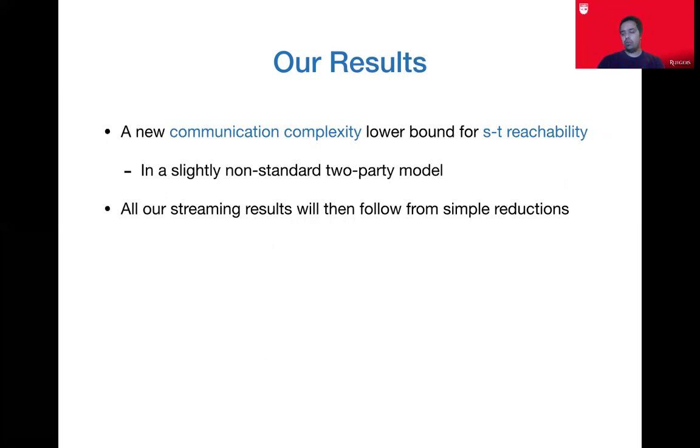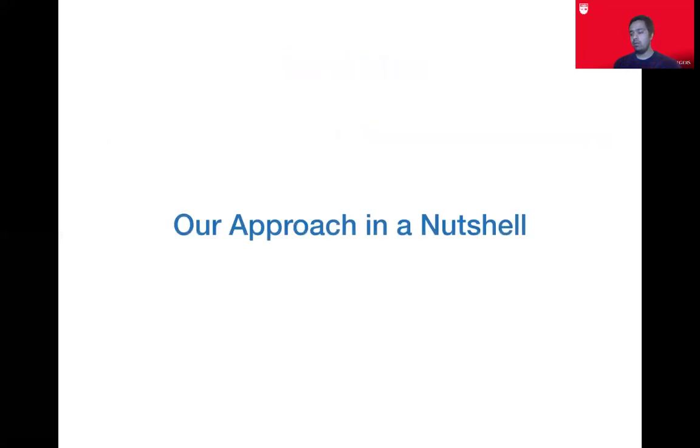And just to say one word, the way we prove our lower bound is to prove communication complexity lower bounds in a slightly non-standard two-party model, but I won't get to details of that. And then once we have this lower bound for the reachability problem, all the streaming results for reachability and other problems follow with just some simple reductions. So now let me spend the rest of the talk telling you a little bit about how we prove this result.